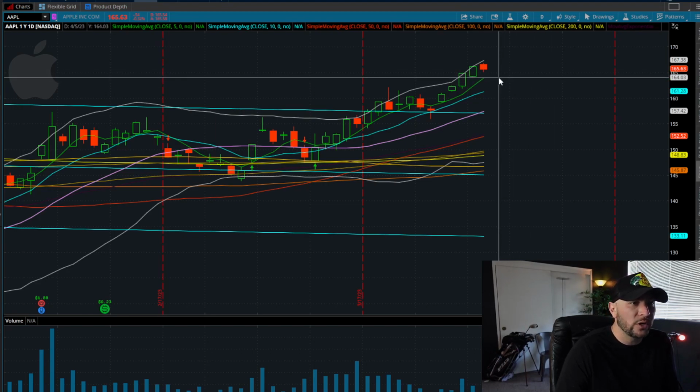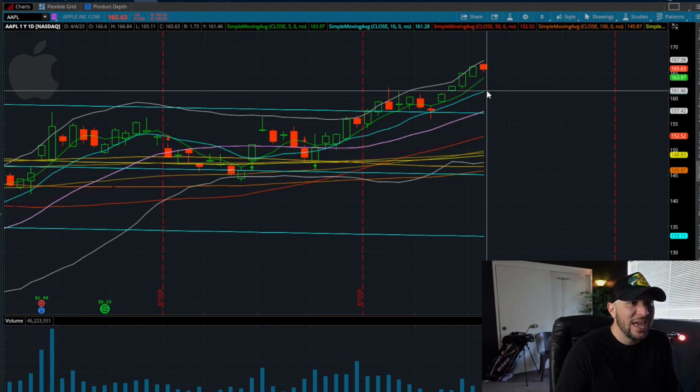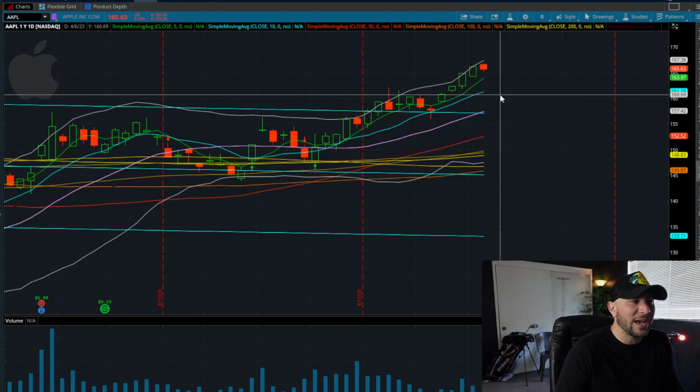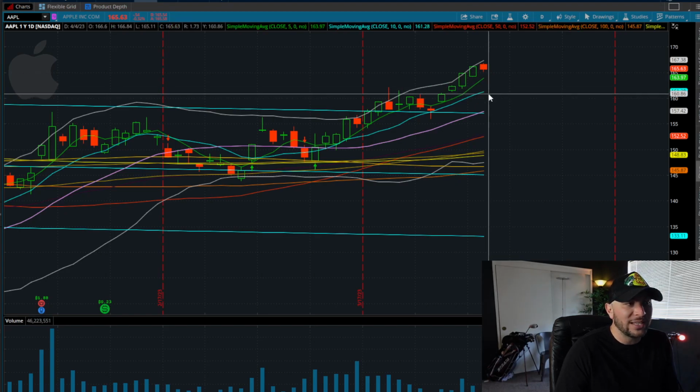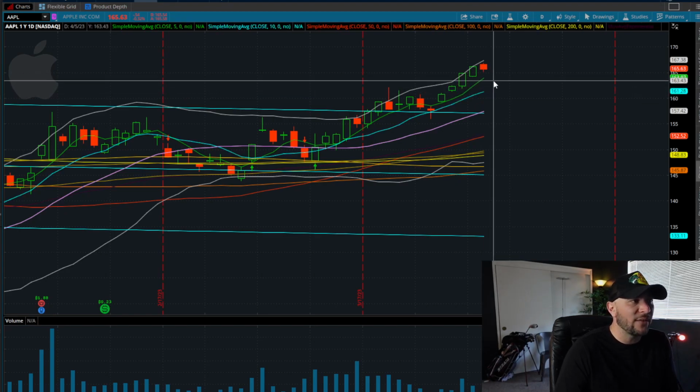We're going to hold the runner to potentially test the highs here. And if we do retrace back through that initial area when we broke below or touched the 10-day moving average, that's going to be our stop.